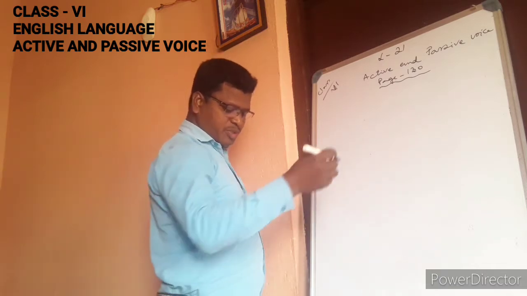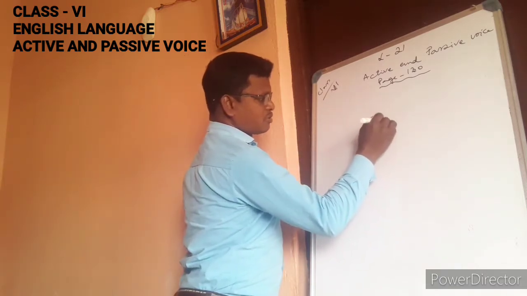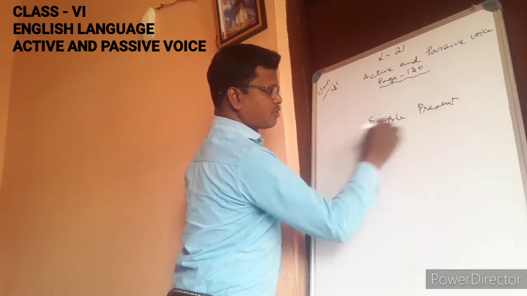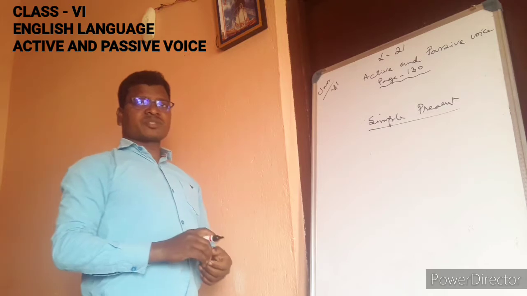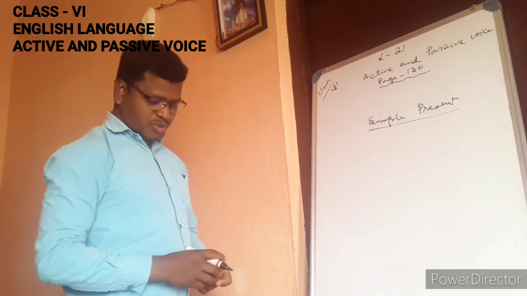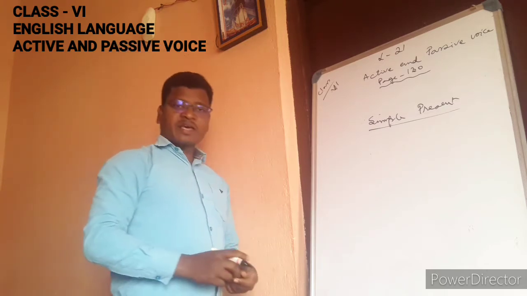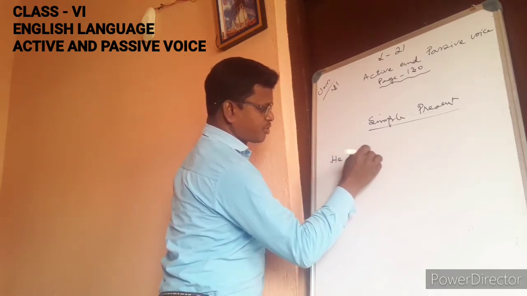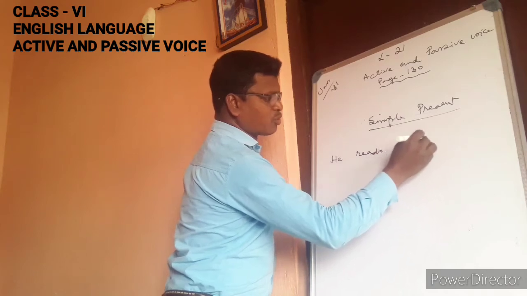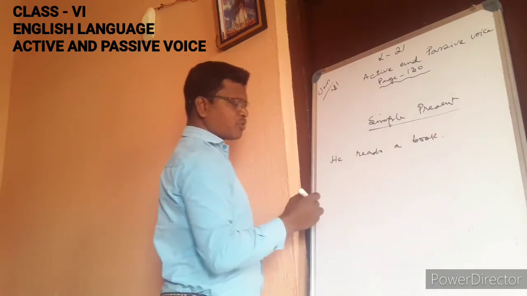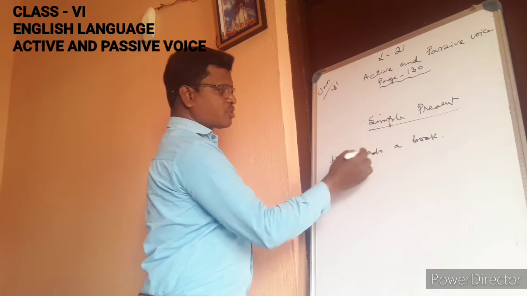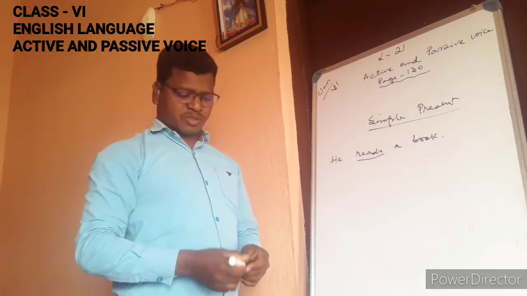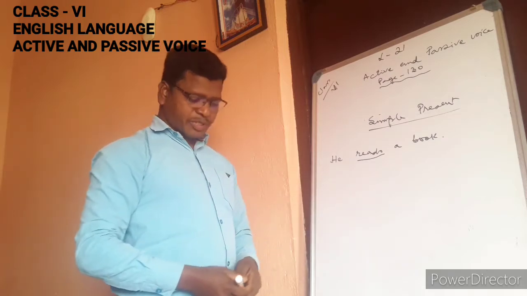When we talk about the simple present tense, I will write a sentence in simple present tense, so it will be easy for us. Like he reads a book. Here in this example, you need to see the tense, which is that the main verb will tell us in which tense it is. So it is in the third person singular.